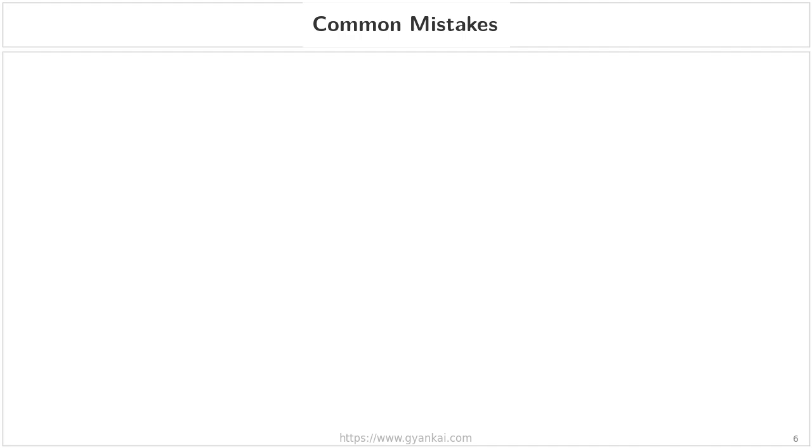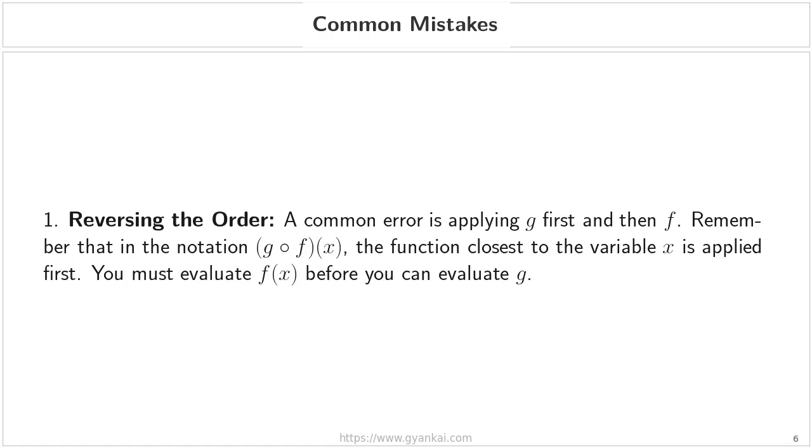Common mistakes. Now that we have walked through the logistics chain and the mathematical example, it is important to address some common pitfalls. Let's look at the most frequent mistakes students make when evaluating compositions. First, be very careful about reversing the order of operations. A common error is applying function G first and then function F. To avoid this, always look at the notation.